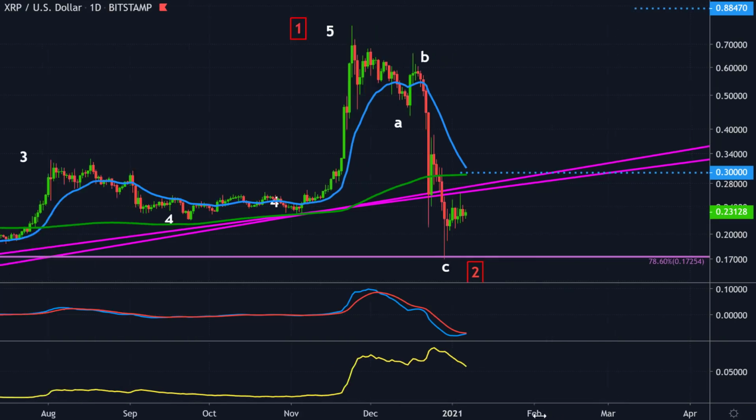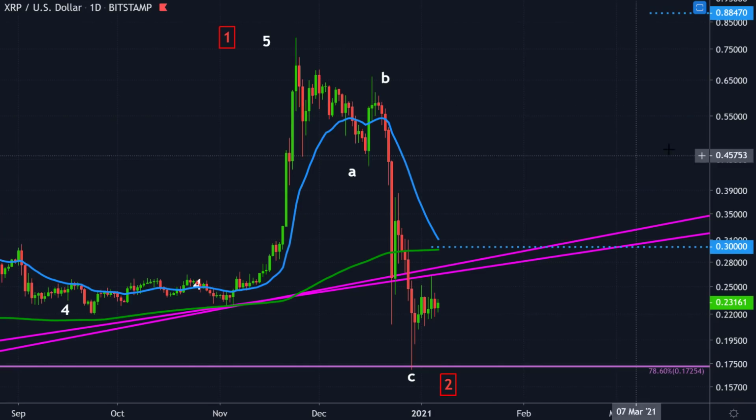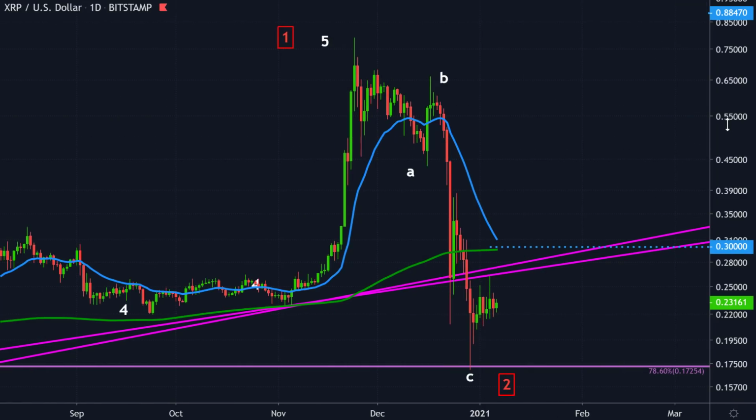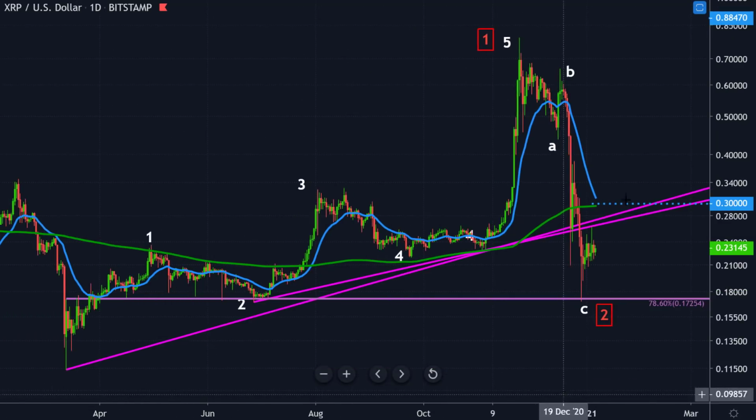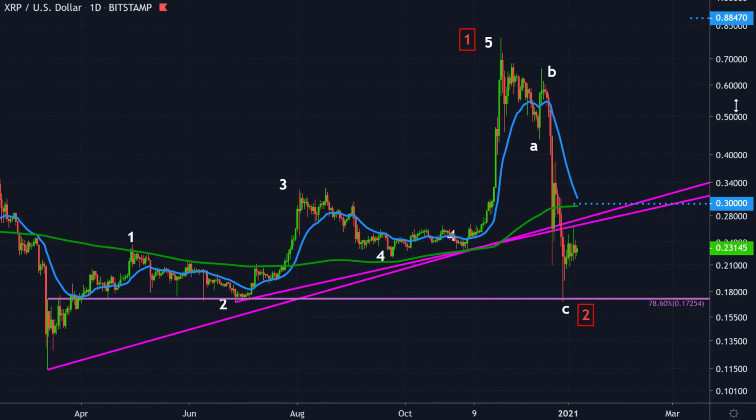The other scenario is that XRP has a V bottom. So if XRP breaks out over the next few weeks and months above this trend line formation, above 0.3, let me just zoom out a bit one more time so we can show you this. Okay, here it is. You can see this trend line that I've just drawn here. If XRP is then able to break above this trend line in the next few weeks and months above 0.3, that would be a V bottom formation.